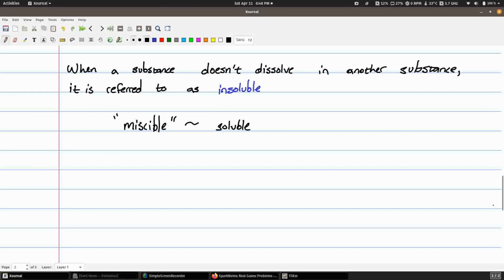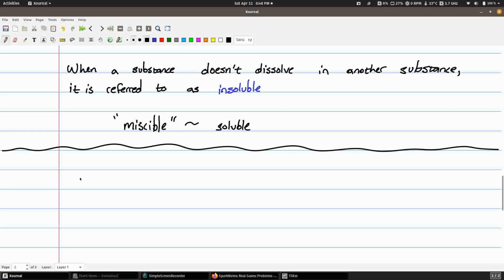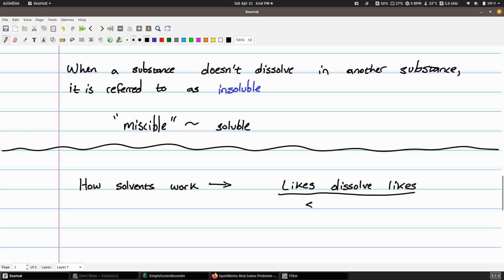So, how solvents work. It's simple. Likes dissolve likes, and then similar intermolecular forces.